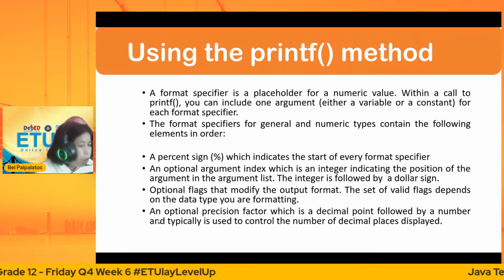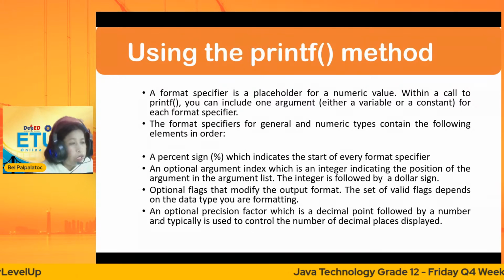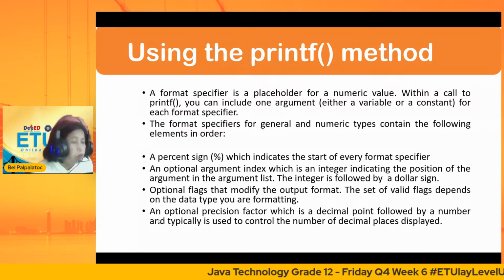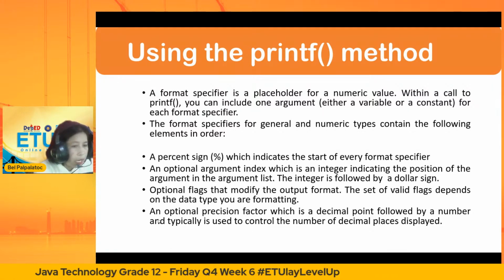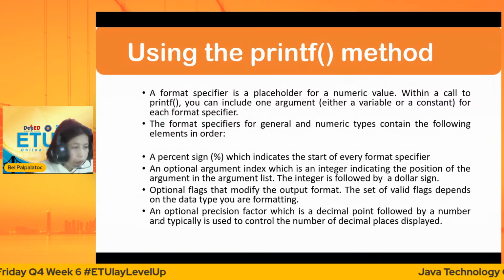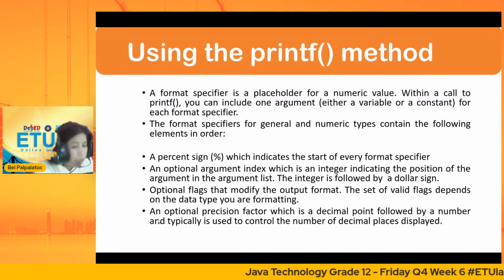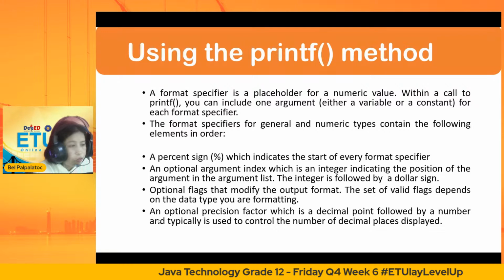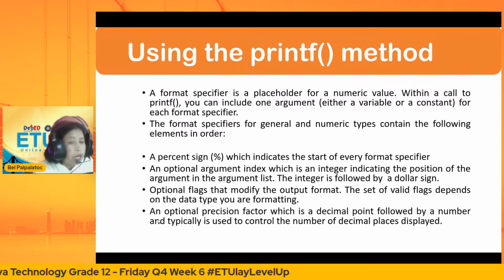So when you say format specifier, this is for general and numeric types containing the following elements. So it can have a percent sign. When you say percent sign, this is the start of every format specifier. Then an optional argument index, which is an integer indicating the position of the argument in the argument list. The integer is followed by a dollar sign.